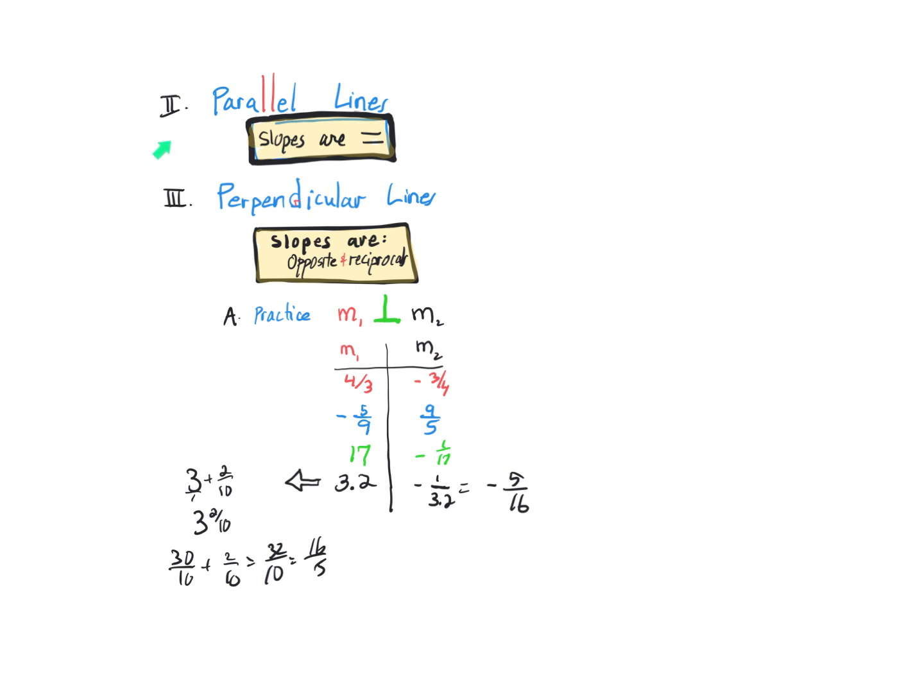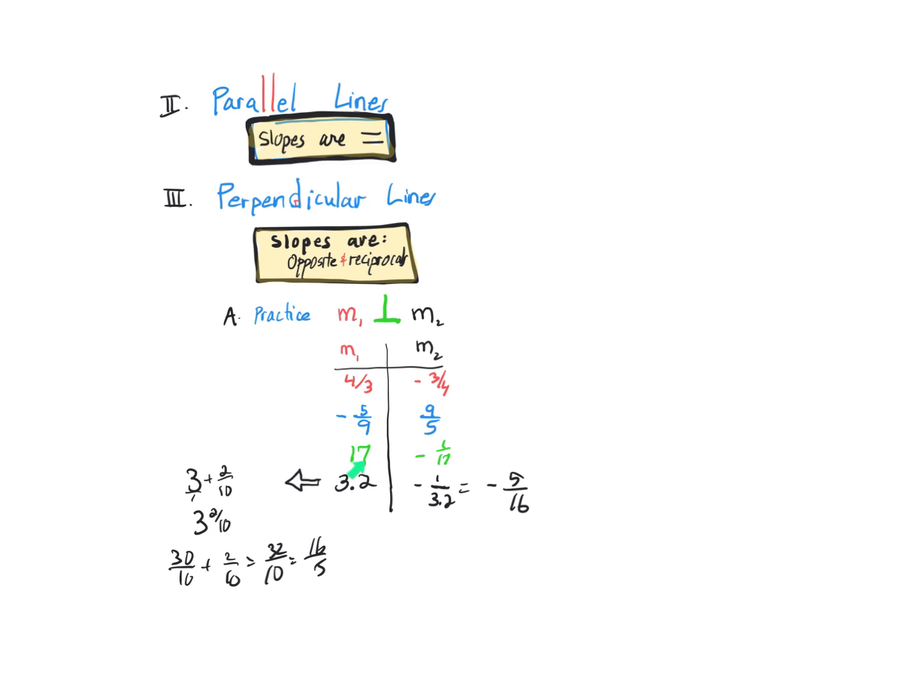Big idea in section 3.5, if 2 lines are parallel, they have the same slope. If 2 lines are perpendicular, their slopes are opposite signs and reciprocals, which means we flip over the numerator and denominator. So some examples, if one slope is 4/3, the perpendicular slope is the opposite reciprocal, -3/4. If the line slope is -5/9, the perpendicular slope is +9/5.